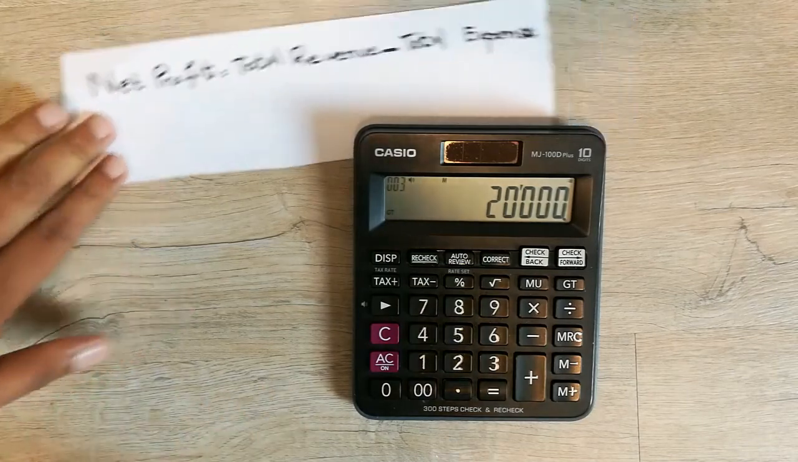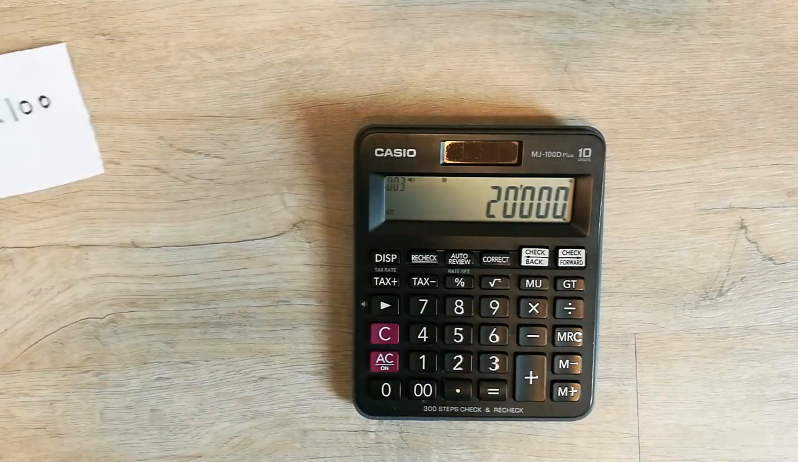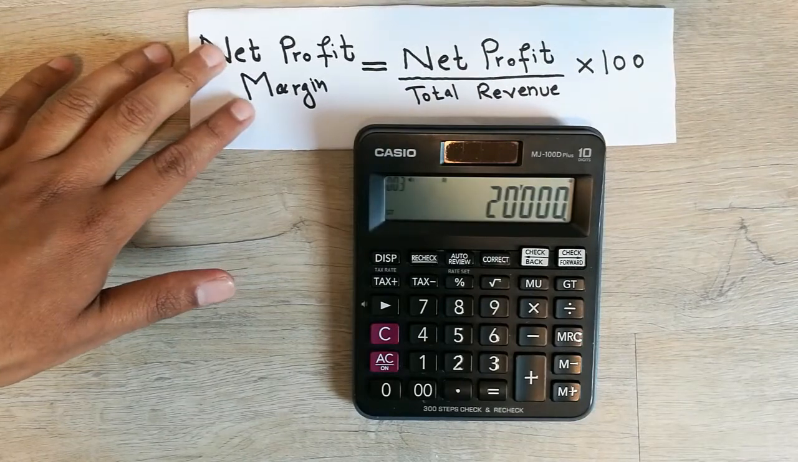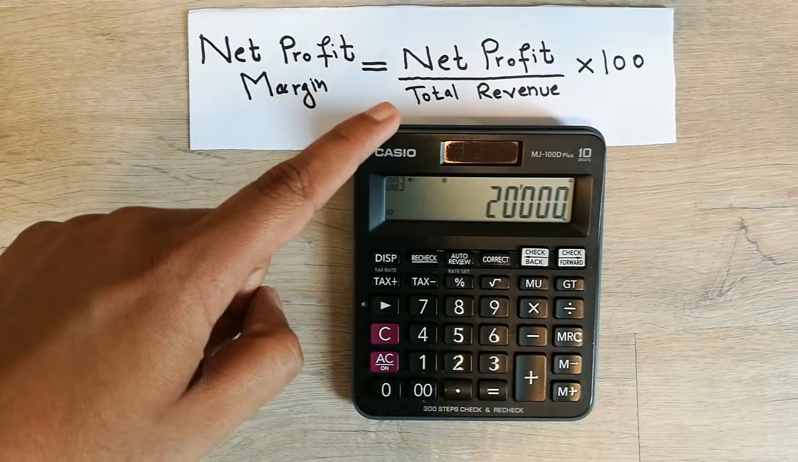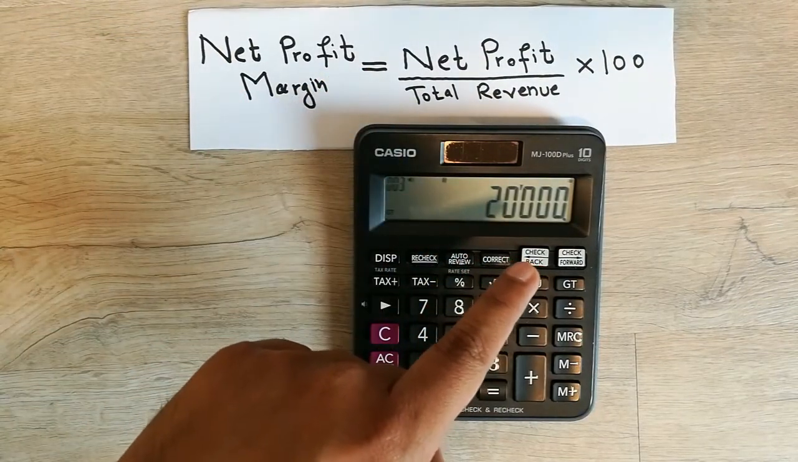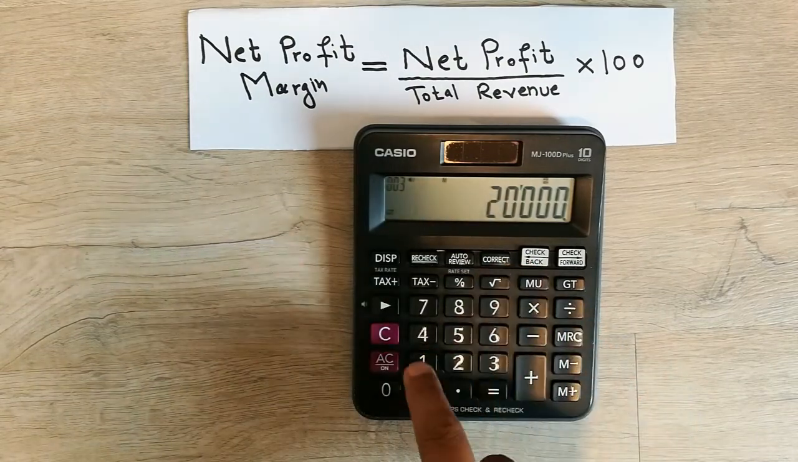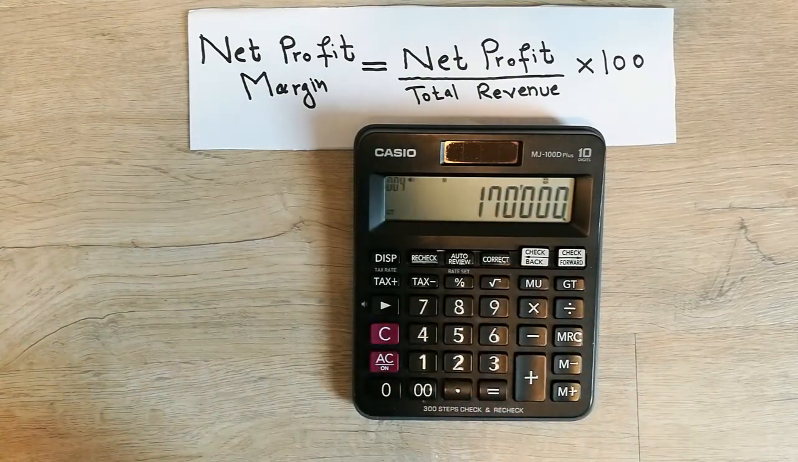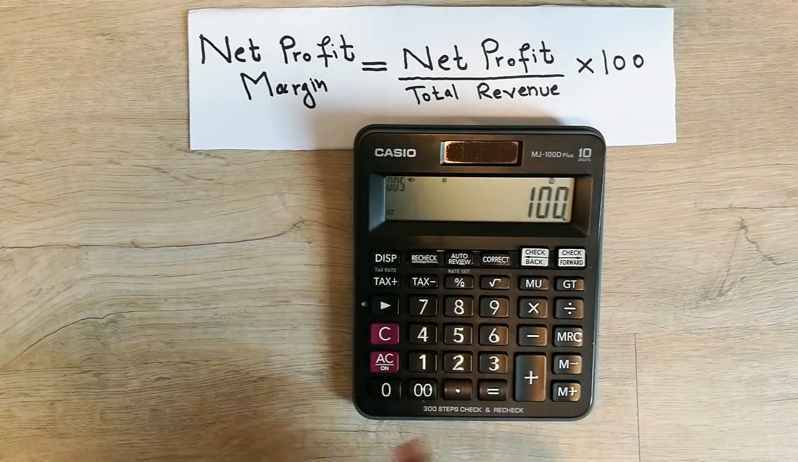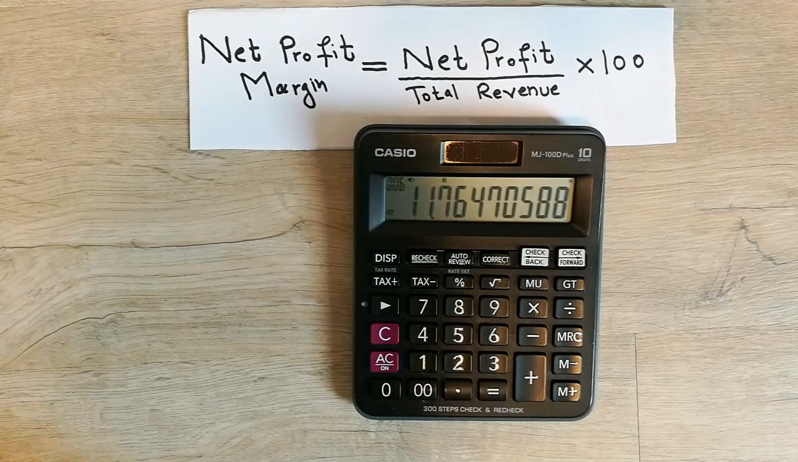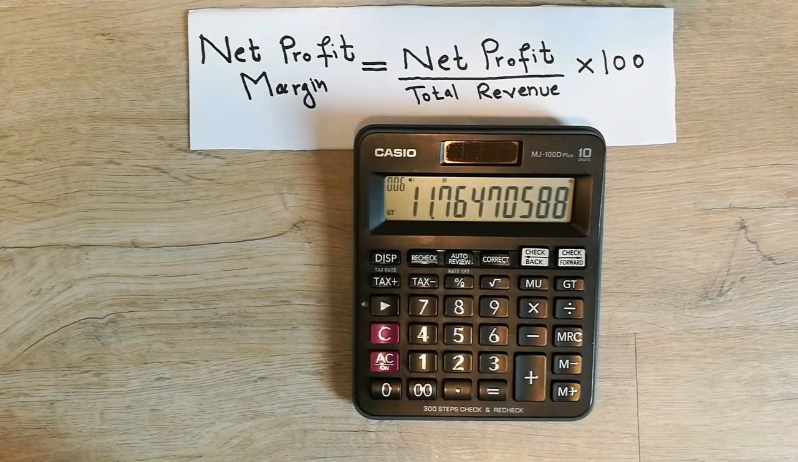Now the second step is to find out the net profit margin. The net profit margin is net profit divided by total revenue. So 20,000 is our net profit. We divide it by 170,000, which was our total revenue, and then we multiply by 100, which equals 11.76. So 11.76% is our net profit margin. So this is how we find out the net profit and net profit margin on a calculator.